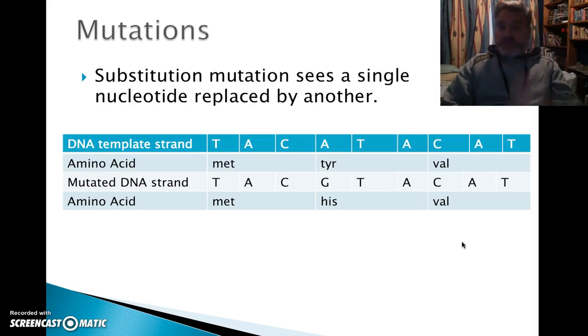Well, we can do substitution. So we have our template strand here, TAC-ATA-CAT. That will give me methionine, tyrosine, and valine as the three amino acids. And if we mutate that by substituting, I've substituted a G here for that A, that changes this particular amino acid to his, whatever his is. New protein, possibly. So that could be missense. It may well be silent. It may not make any change to the amino acid, to the protein.